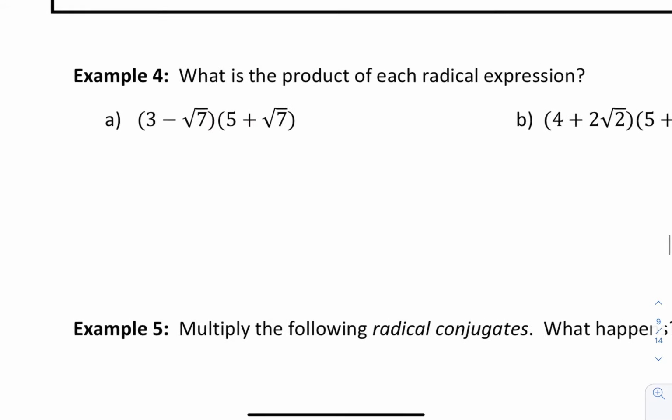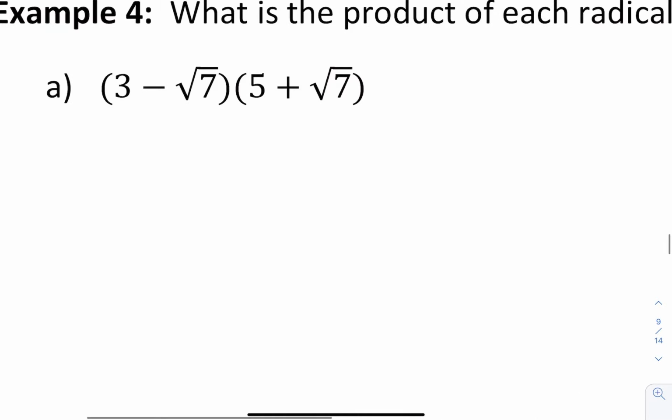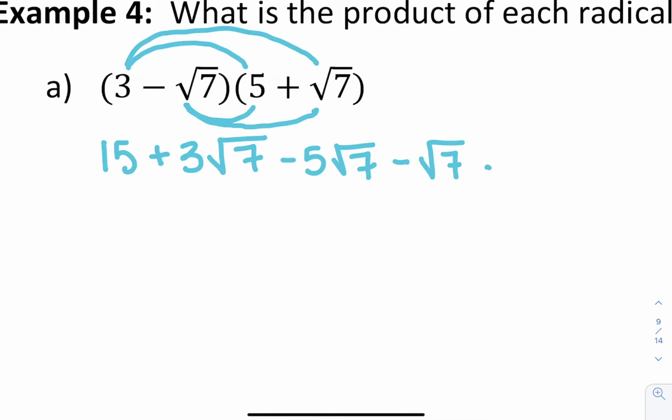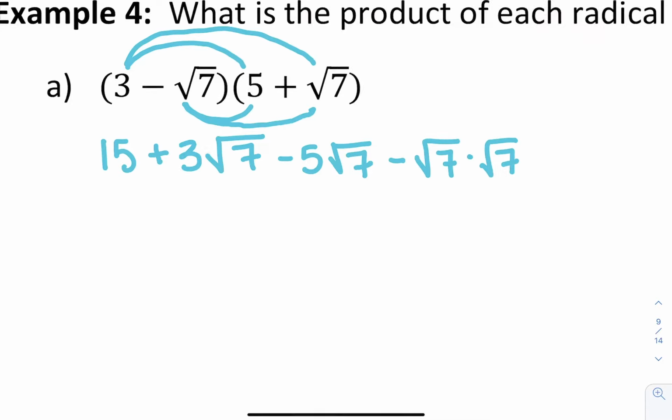Here we are asked, what's the product of this expression? So we are going to multiply using FOIL. So first is 3 times 5, which is 15. Now 3 times the square root of 7, you're tempted to say it's square root of 21. It's not. The 3 stays on the outside and the square root of 7 stays on the inside. Next up, negative square root of 7 times 5. Again, the 5 stays on the outside and the square root stays on the inside. They don't really interact with each other. And last up, we have negative square root of 7 times square root of 7. If we remember our trick, that turns into 7.